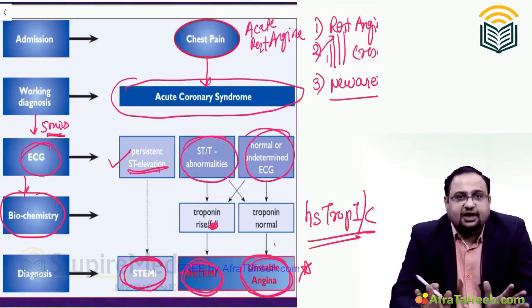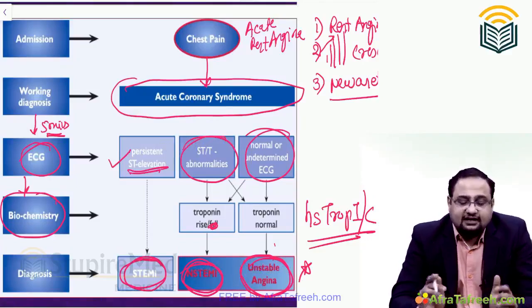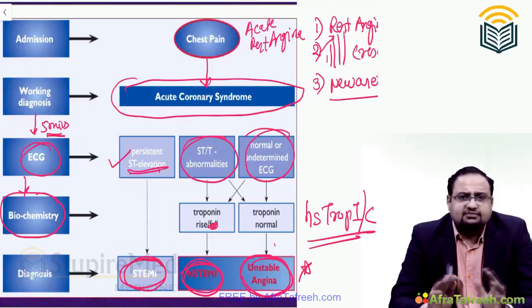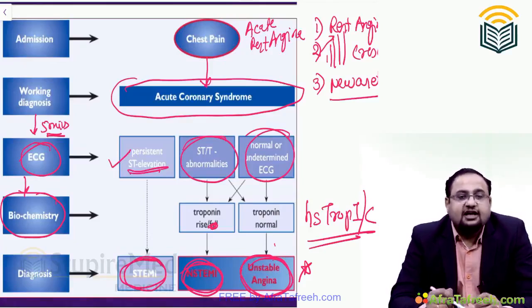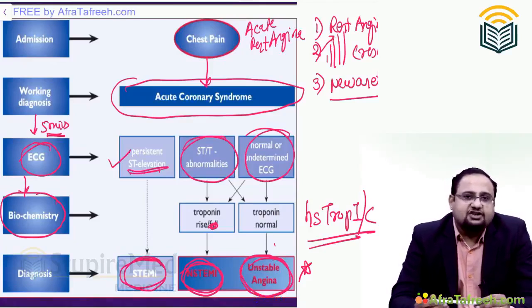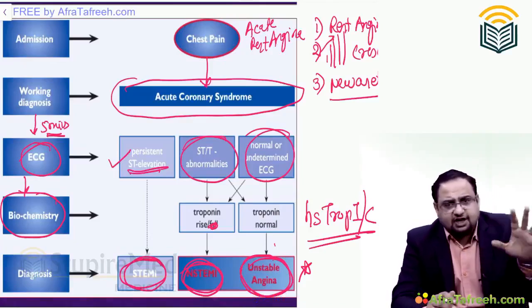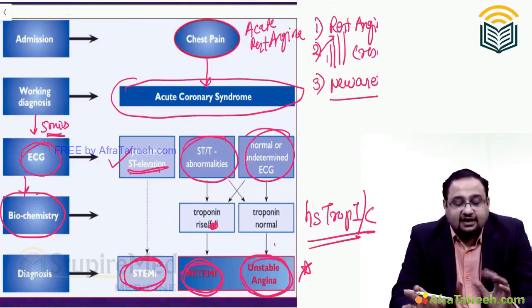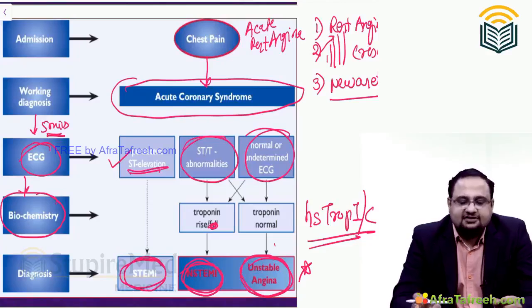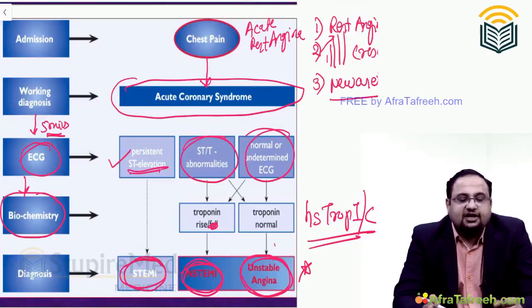Chest pain: see for acute coronary syndrome. If it is present, then see whether the ECG is showing any ST elevation or not. If it is showing ST elevation, it is known as ST elevation myocardial infarction. If the ST segments are normal or show no changes, then troponin level has to be seen. If troponin levels are showing rising trends, it is called non-ST segment elevation myocardial infarction. If troponins are normal, it is labeled as unstable angina. This is a very important concept that one should understand.